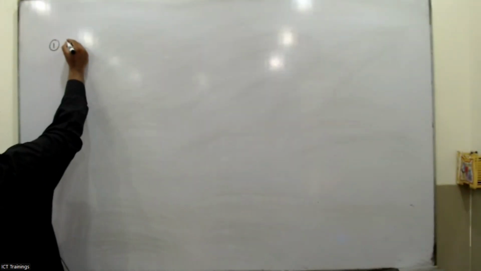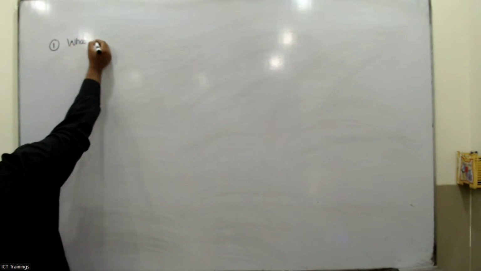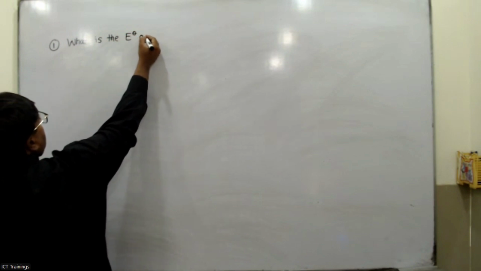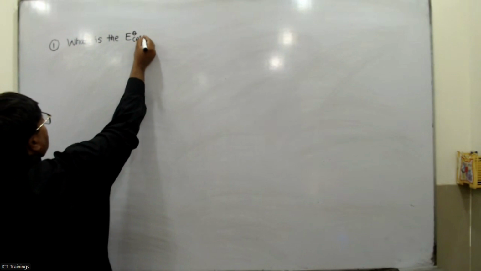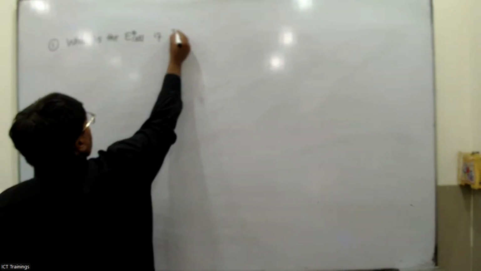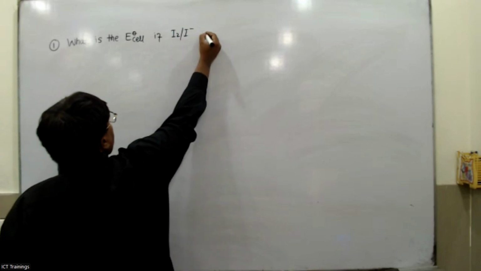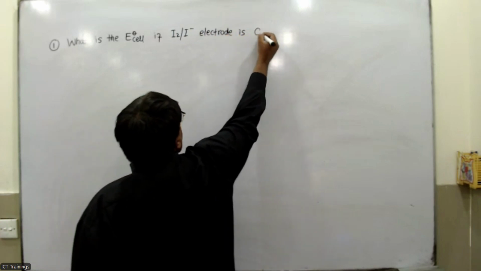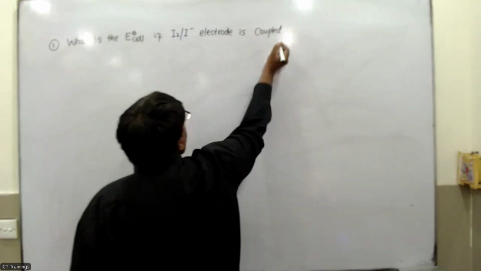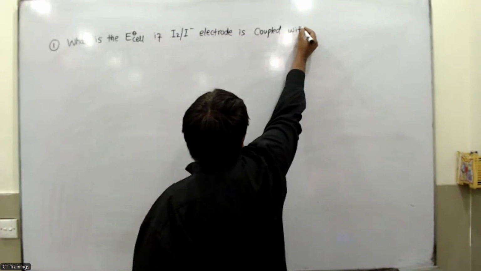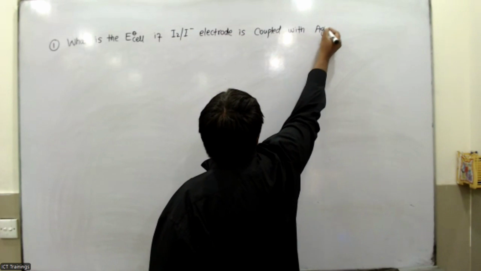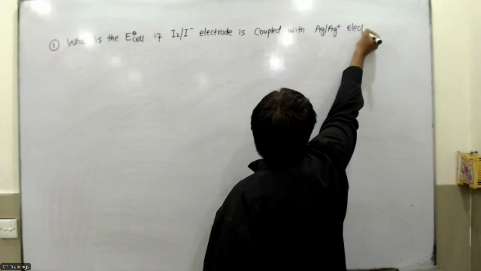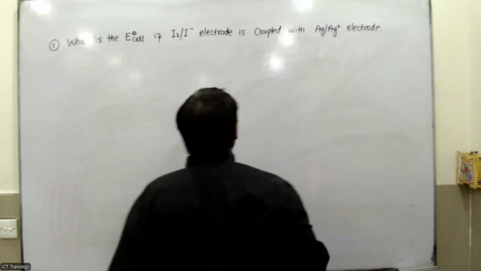The first question: what is the E naught of cell if I2 and I minus electrode is coupled. Coupled means joined with Ag and Ag positive electrode. Okay, so this is the first question.